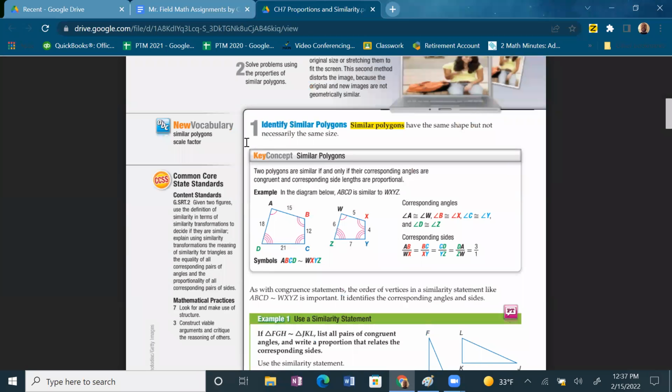We're going to talk about similar polygons, and that is, I love it, same shape, not necessarily the same size. That is my definition too of a similar polygon.